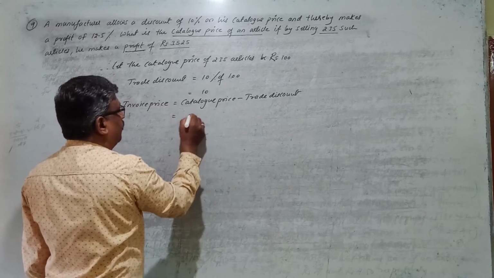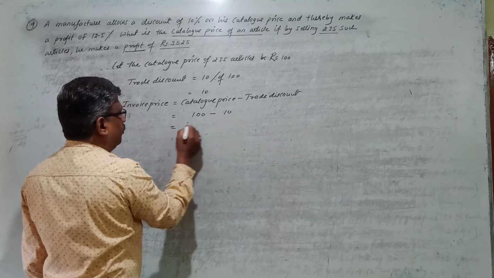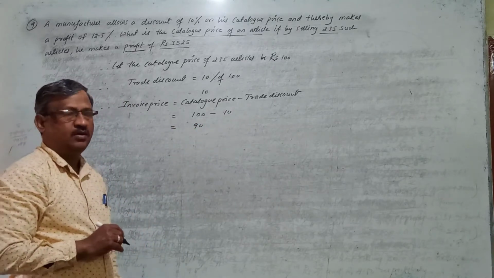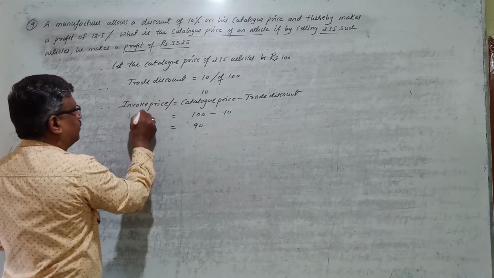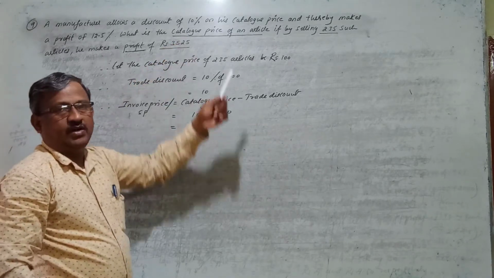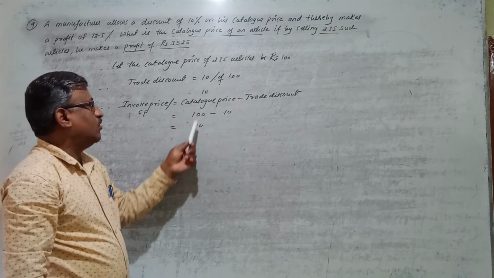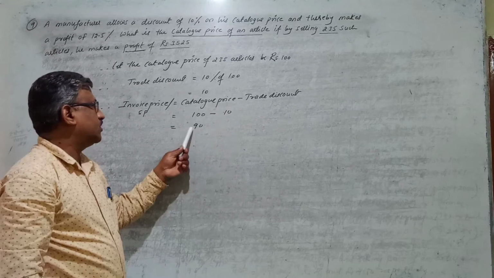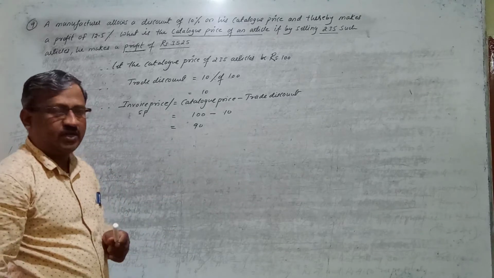So what is the catalog price here? 100 minus trade discount is 10 rupees. So invoice price is how much here? 90 rupees. So this itself is called what? Selling price, because here he is giving only one discount, trade discount, and is not giving me cash discount. So by giving only one discount, at what price is he selling those articles? 90 rupees. That's why this 90 rupees is called the selling price, or it is also called the invoice price.